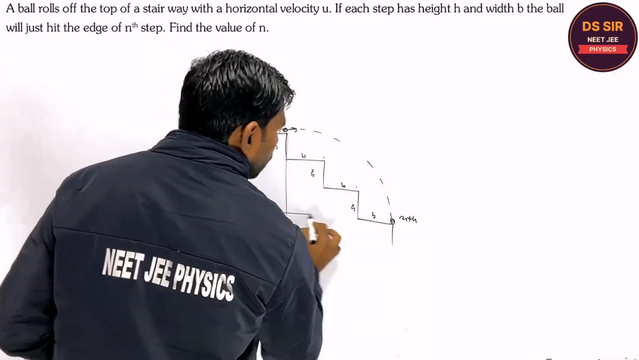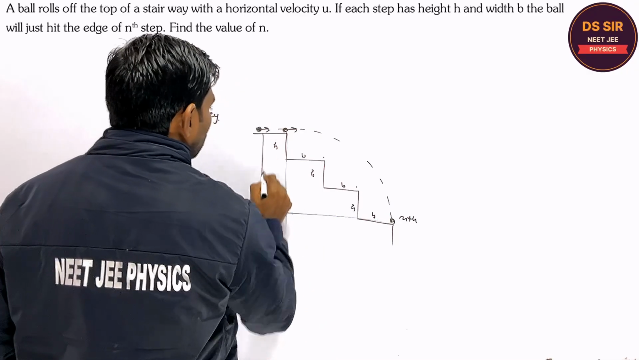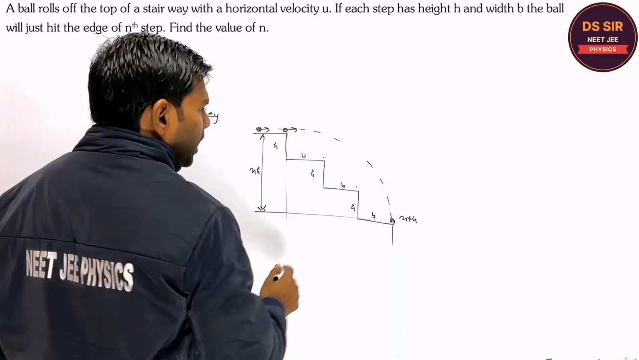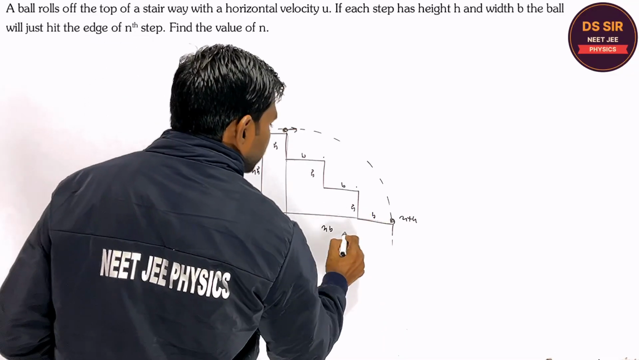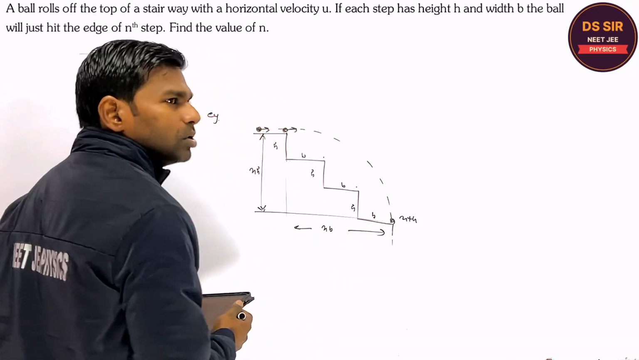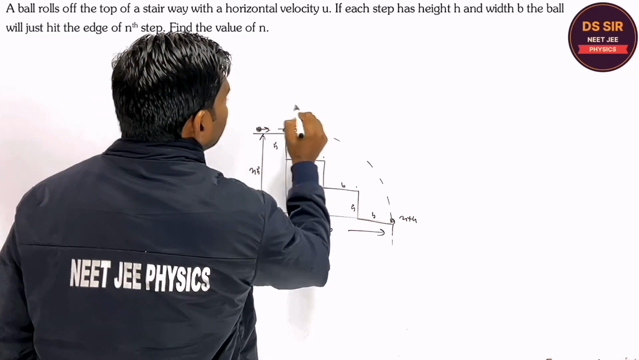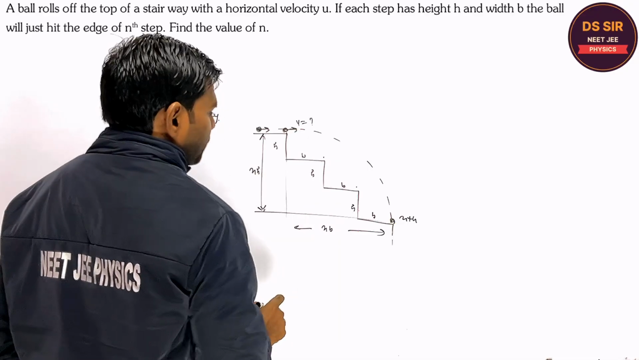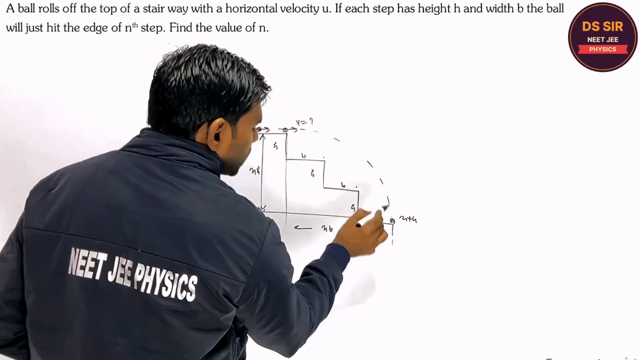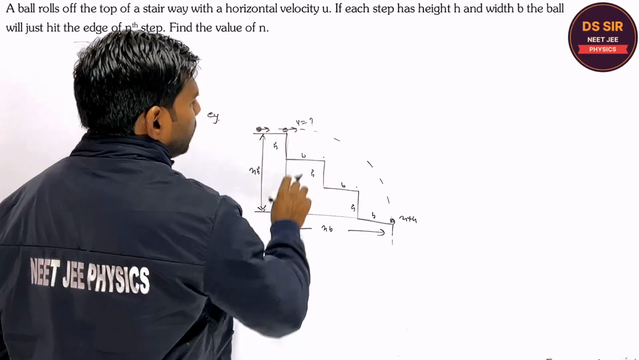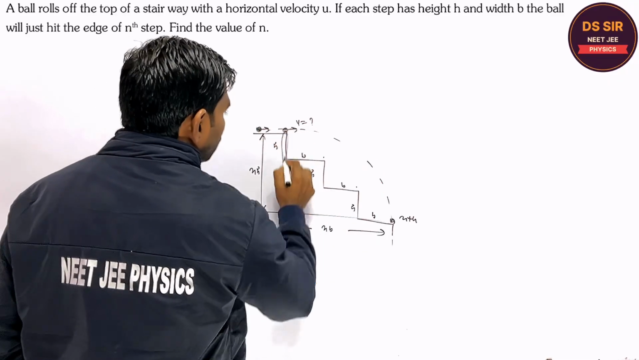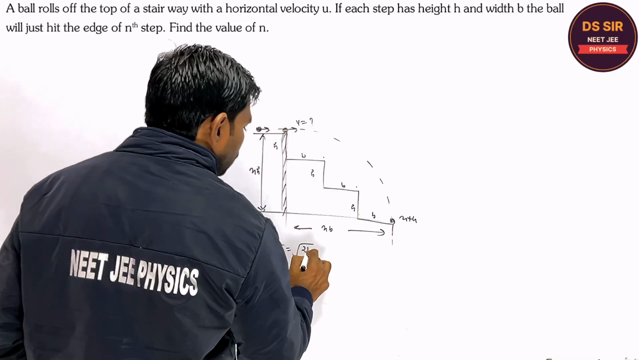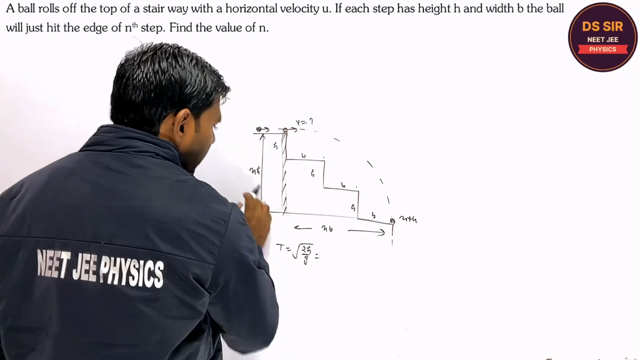So can you tell me what is the total height covered, right? It is equal to n into h. And what is the total range covered? Say n into b. Is it clear or not? So then this speed you have to find so that it hits the edge of the nth step. So it is doing projectile motion, right? You can assume horizontal projectile motion from a height, like this. So what is the time of flight? Root 2h upon g. Here the h is what?